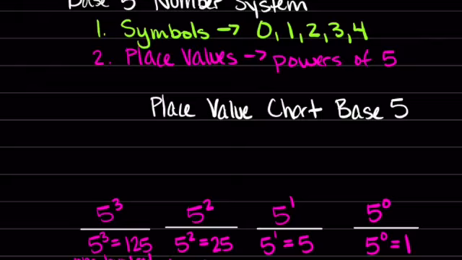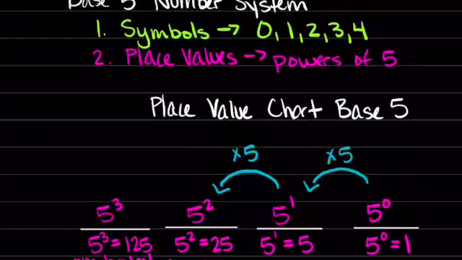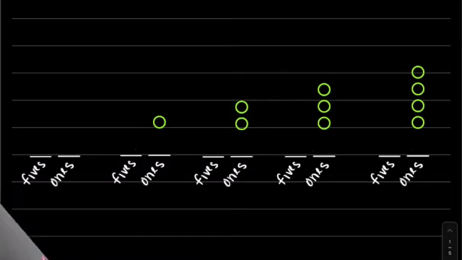And what's happening as we move from one place value to the next is we're multiplying by 5. So when we go from the 1's place to the 5's place, it's really just multiplying by 5. We're getting 5 times bigger. When we go from the 5's place to the 25's place, we're adding another group of 5 or multiplying that amount by 5 as well. And this will continue forever to the left.